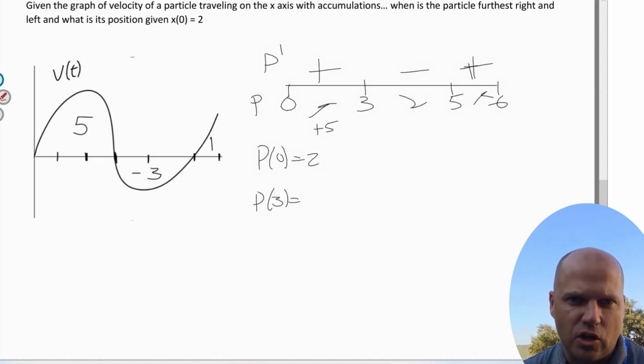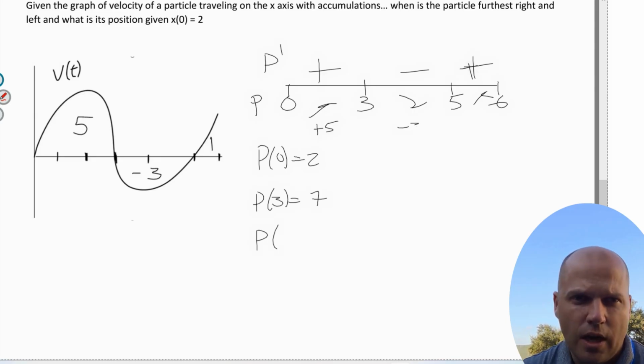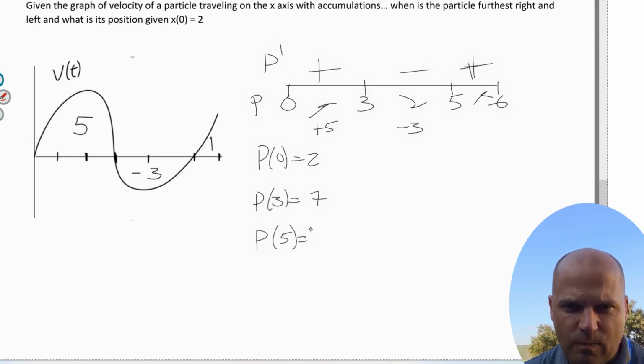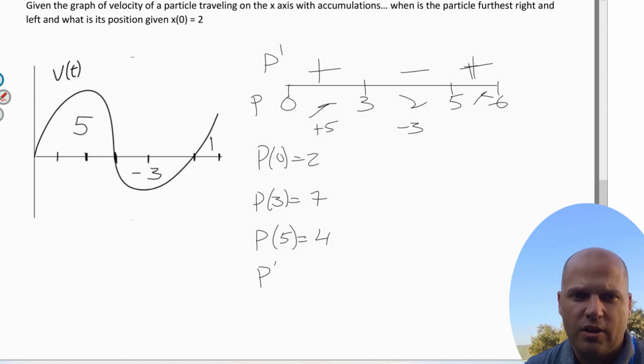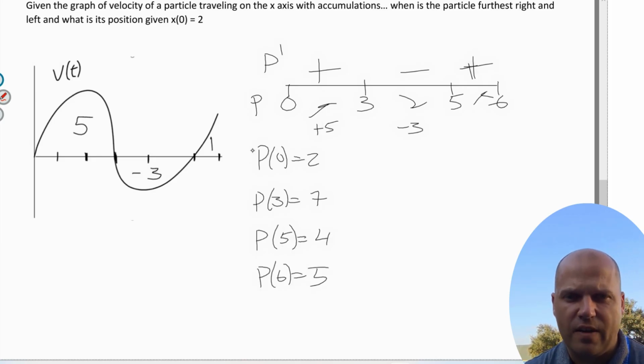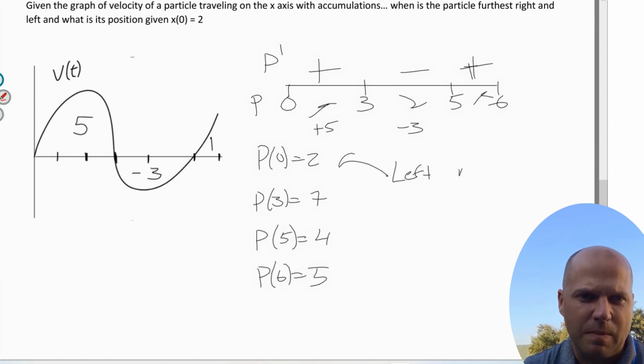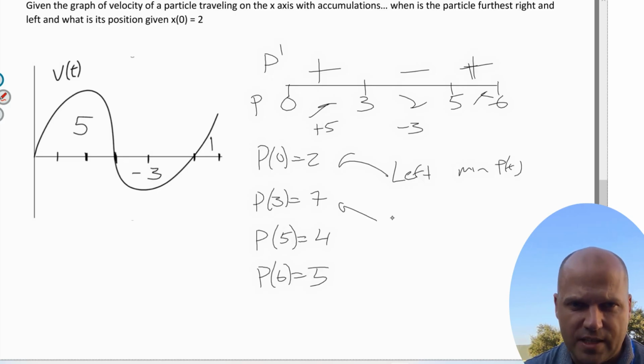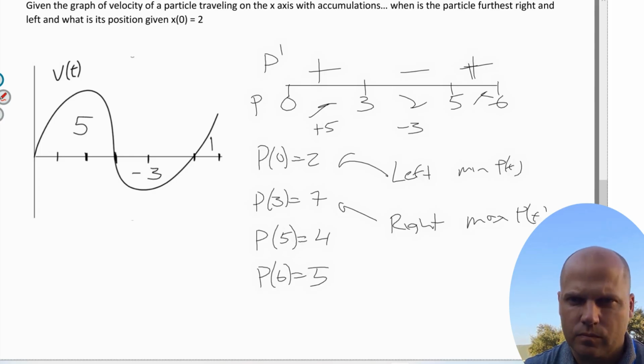You need to actually show your work in the future, but let's just get to the next question. We're going to decrease 3 to get to my position at time 5. So when I decrease 3, my position at time 5 is 4. And then my position at time 6 is 5. So what's the winner? This is the furthest left. That is my min position. And then this is the furthest right. This is my max position. Cool.